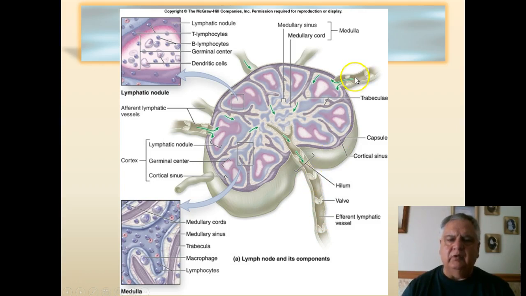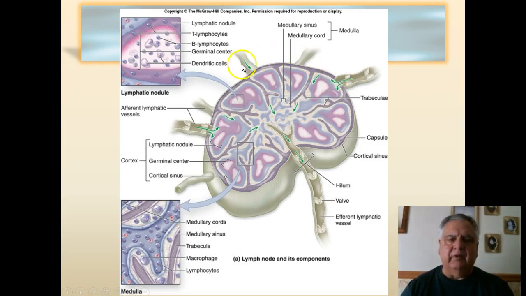But one of the things we notice is that there are several of these lymphatic vessels that carry the lymph in. And by the way, the vessels that carry the lymph in are referred to as afferent lymphatic vessels, while there's only a single vessel that carries the lymph out. And this is referred to as the efferent lymphatic vessel. Now, what's the reason for that?